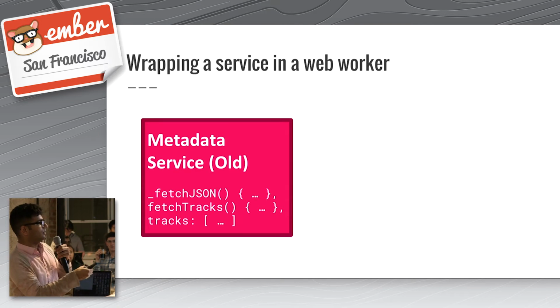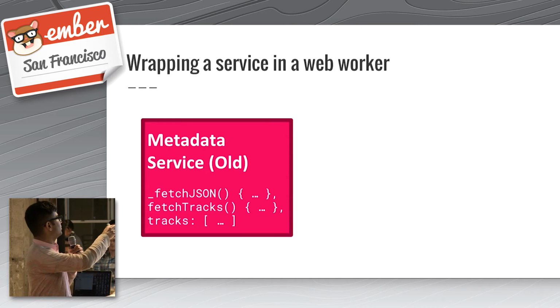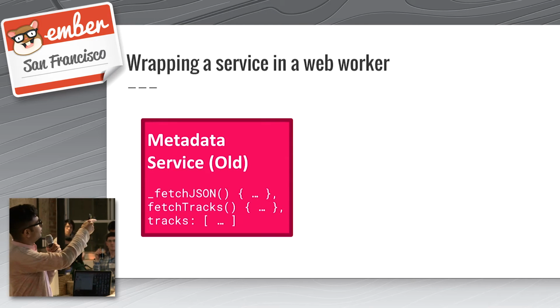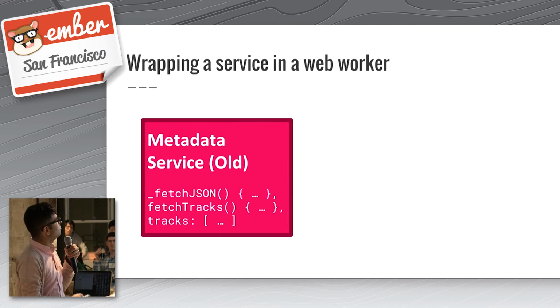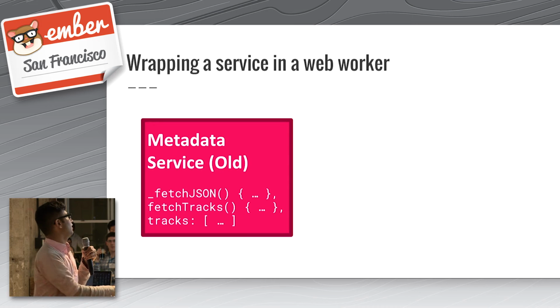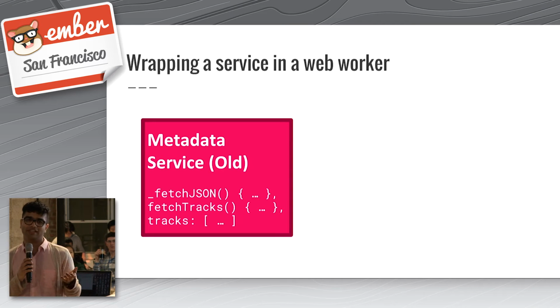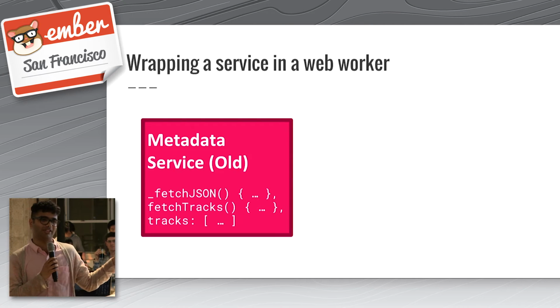So this is the old code. If you remember the old overview, there's a metadata service. It fetches some JSON, it fetches some tracks, and now you have tracks that are available. This is how it was before. As soon as you spin up the app, it's going to call fetch JSON, and everything freezes up. That's the problem.